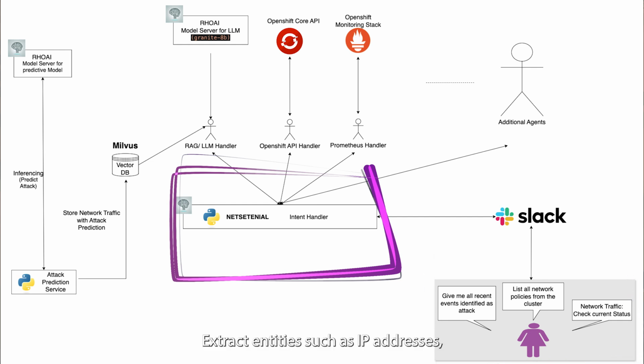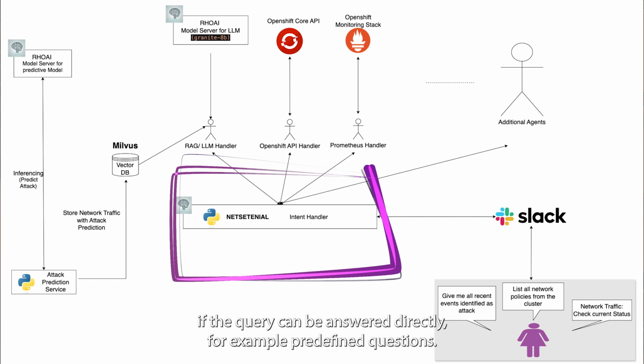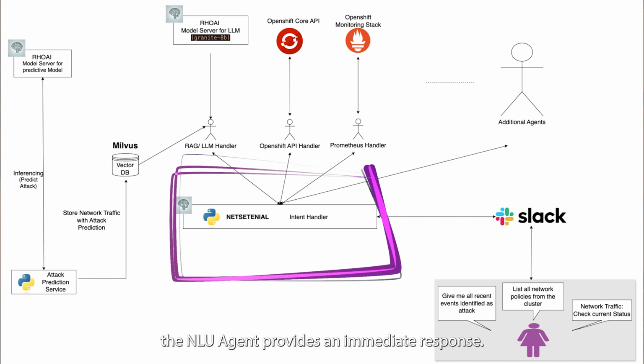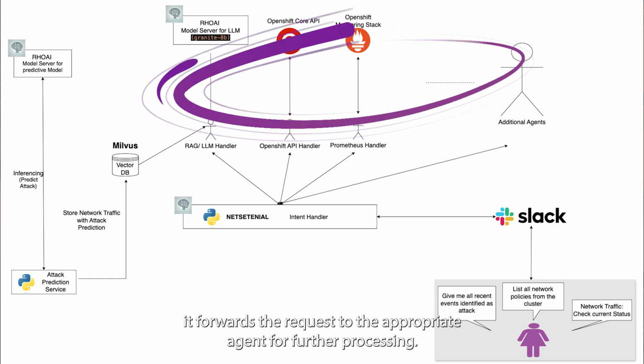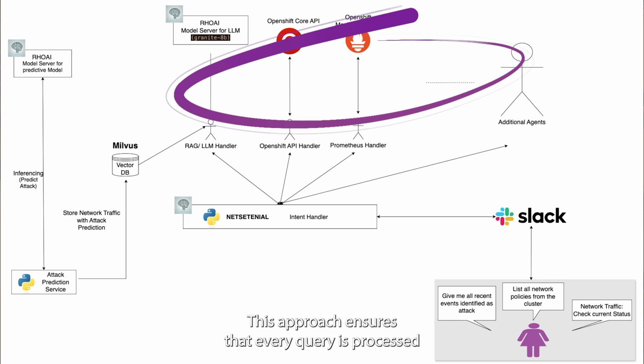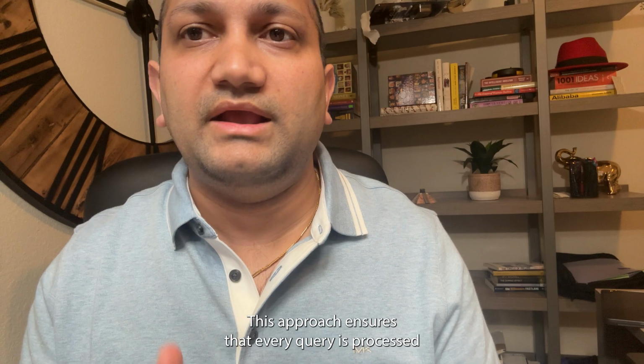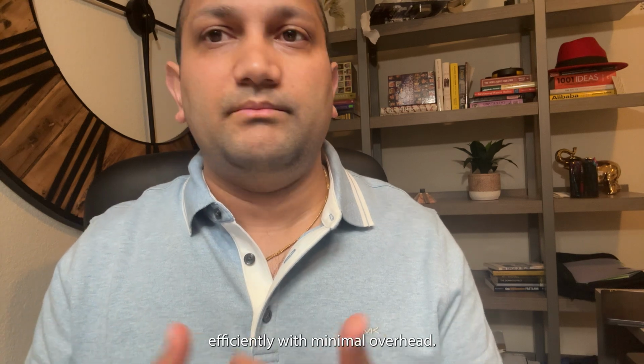Extract entities such as IP addresses, event IDs, or namespaces, and decide the next step. If the query can be answered directly, for example predefined questions, the NLU agent provides an immediate response. For more complex queries, it forwards the request to the appropriate agent for further processing. This approach ensures that every query is processed efficiently with minimal overhead.